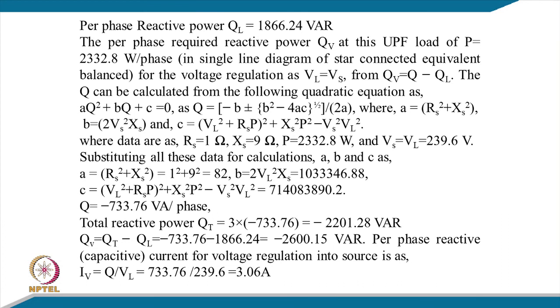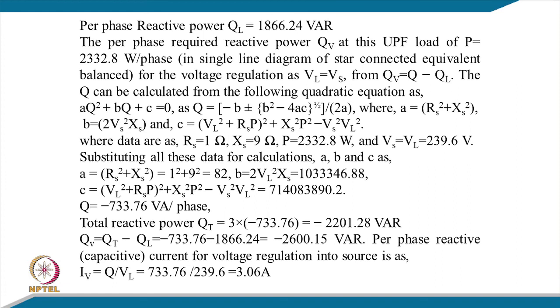The per phase required reactive power QV for regulating the voltage at unity power factor load of P equal to this in the single-phase line diagram. For voltage regulation, VL equal to Vs and QV equal to Q minus QL. So, Q can be calculated from this quadratic equation AQ square plus BQ plus C equal to 0 for zero voltage regulation, keeping all the parameters of the system and the load power with RS and P and VL. So, we can find out the constants A, B, C, and then Q comes to minus 733.76, and then total Q we can find out 3 times this, that is minus 2201 VAR.